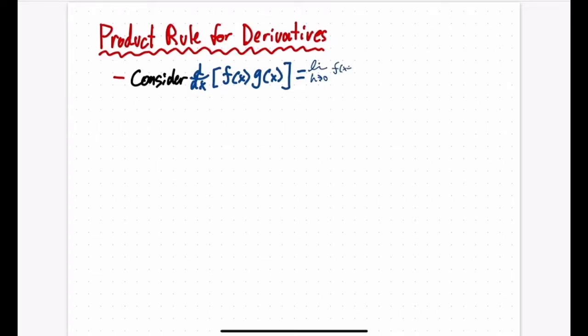f at x plus h times g at x plus h minus f at x times g of x. In that first half, wherever there's an x, we substitute it with x plus h, and then the second half is just the same as the original function that we're working with. All over h. Okay. So there's not all that much we can do here. There aren't terms in common that we can mess around with. There's nothing that we can really do.